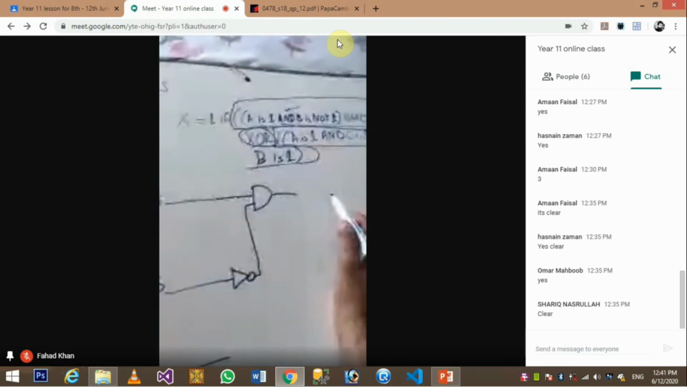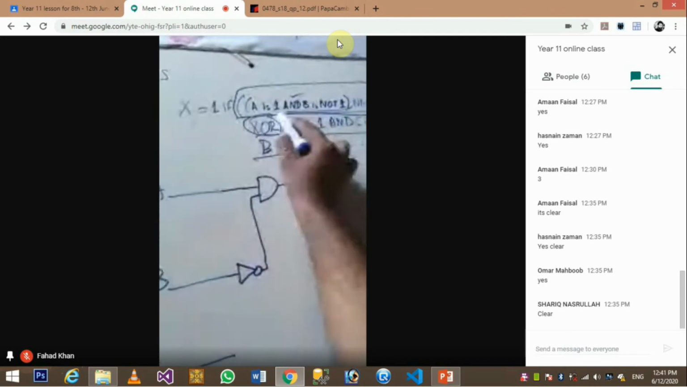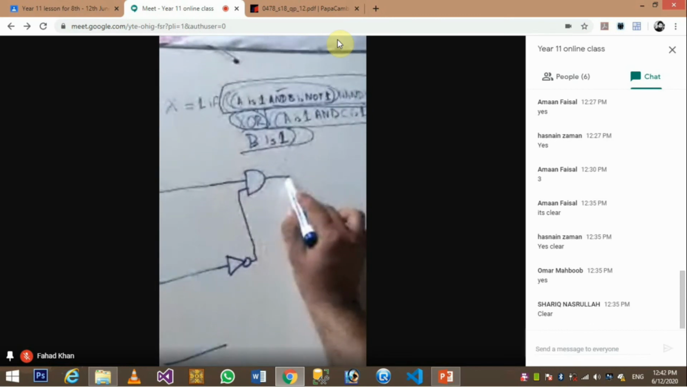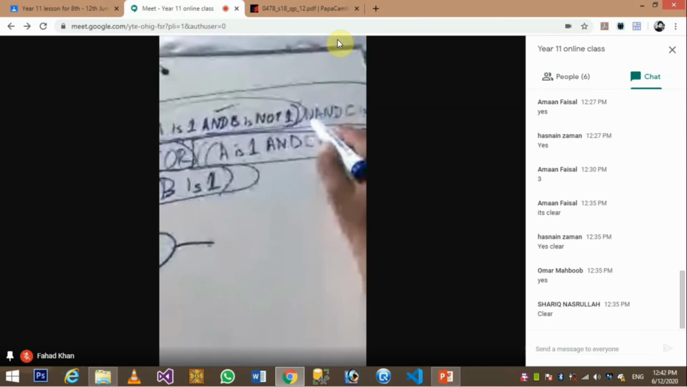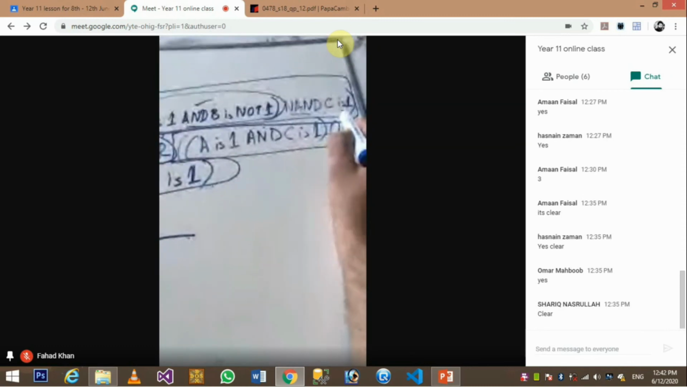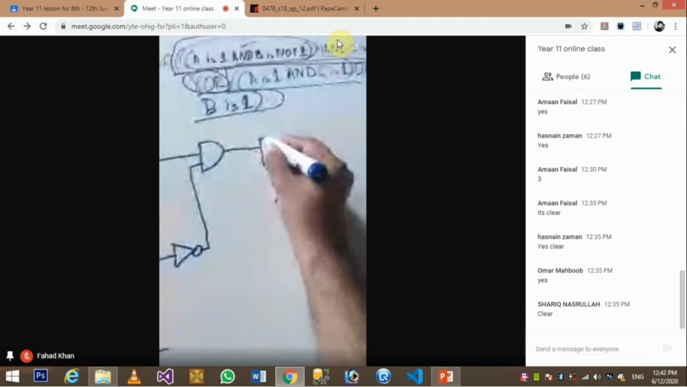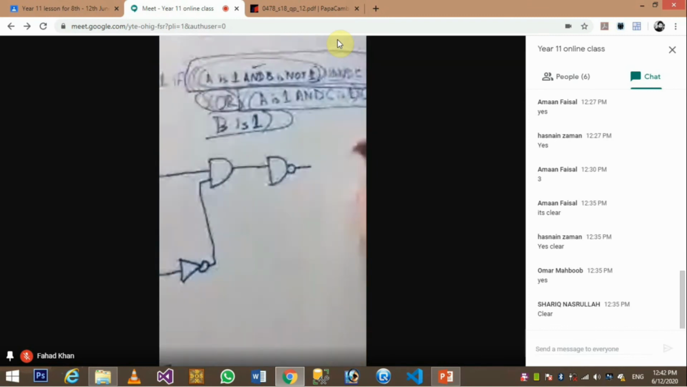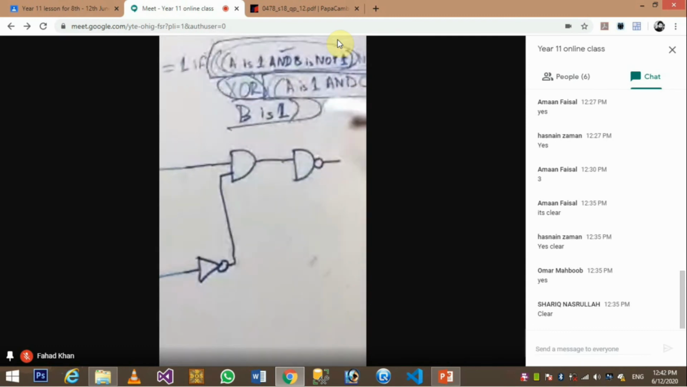So this part is done, right? This would be the output of this part. This circuit would be connected with NAND. C is 1 with the NAND gate. So we're going to make the NAND gate right now. NAND gate, we have made it, and C is 1. This would be connected with the NAND. That's all fine.